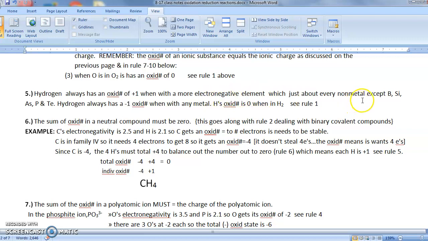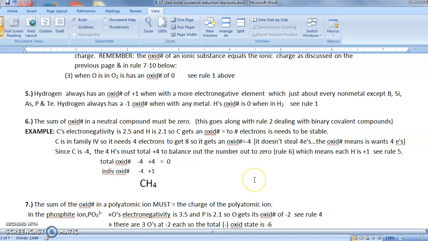The ones that it won't necessarily be a +1 with are ones where hydrogen might be stronger. So these would be boron, silicon, arsenic, phosphorus, and tellurium. Hydrogen will always be a -1 oxidation number when it's with any metal. As we mentioned, hydrogen's oxidation number is 0 when it's with another hydrogen. And that's just a restatement of rule number 1. When an element is with itself, it has an oxidation number of 0.